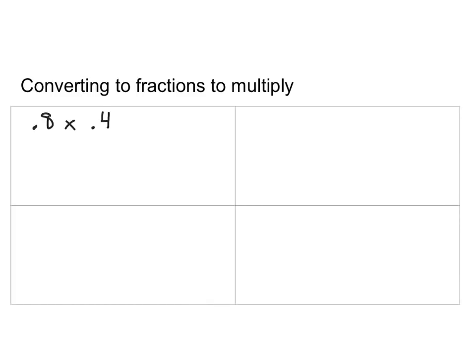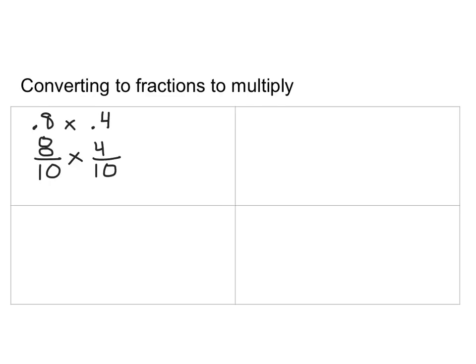One way to multiply decimals is by converting them to fractions. This isn't always the easiest way, but it's a good way for us to know how to do, because if you forget how to use the algorithm, you can always fall back on what you know about fractions. So let's take 8 tenths times 4 tenths. First we're going to rewrite it as fractions. And if you're not sure how to do that, you should probably go back 2 minutes and watch the earlier section on how to convert decimals into fractions.